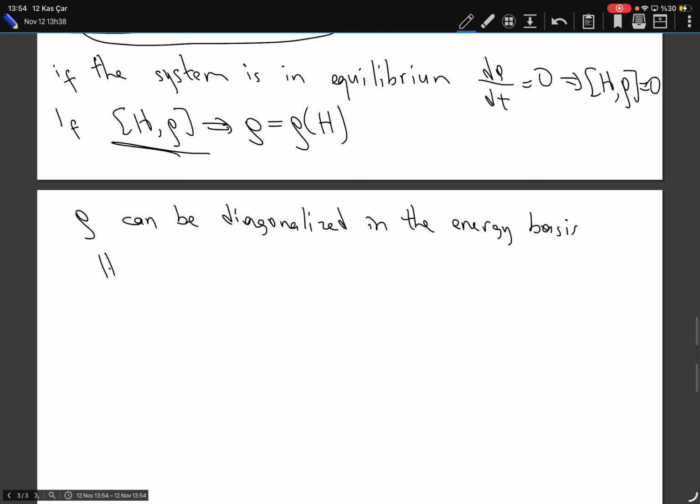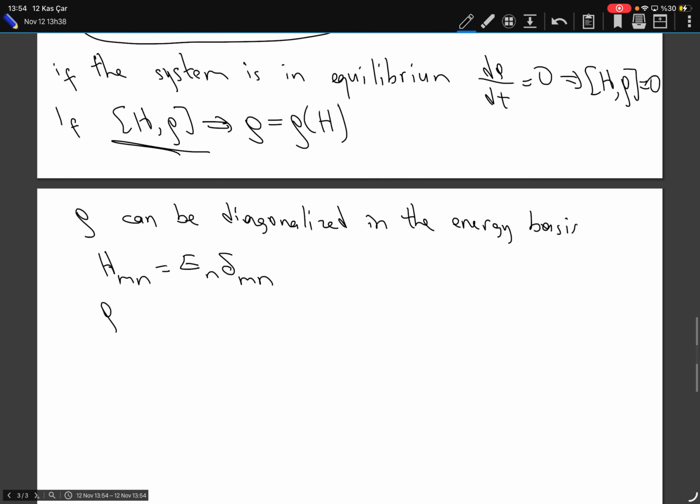So in a basis in which H_mn is equal to E_n Kronecker delta mn, rho_mn will be just rho_n, some function of energy, Kronecker delta mn. They can both be diagonalized at the same time.